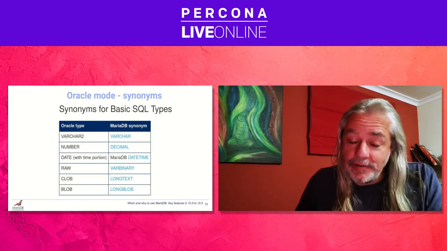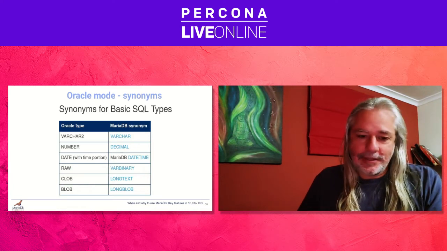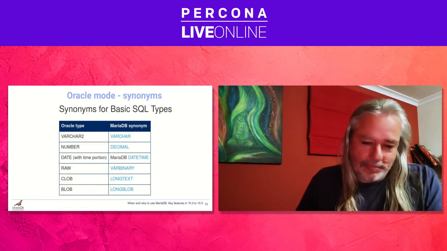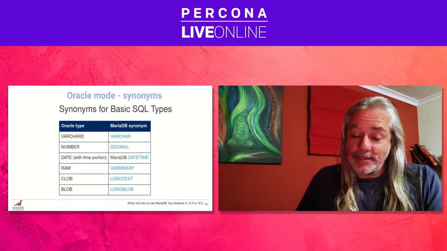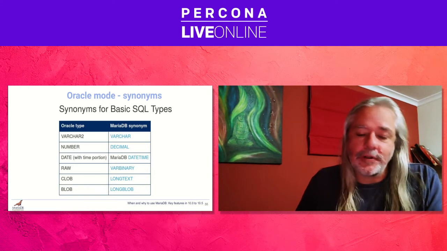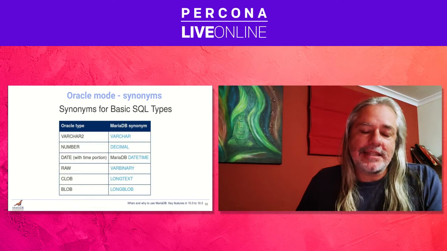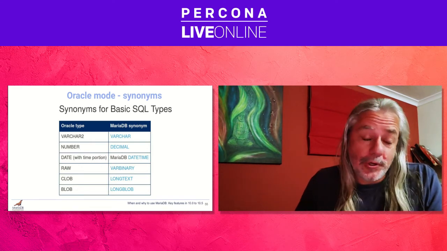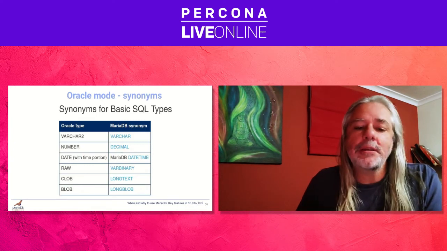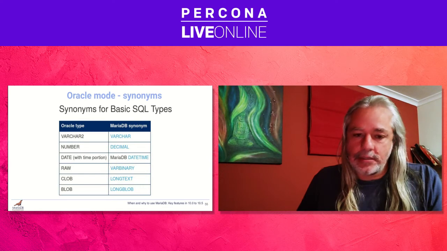Now there are lots of differences between Oracle and MariaDB, so this doesn't go into them in any kind of detail. There's a lot of complexity to it. Just a couple of things. Here are some synonyms for basic SQL types. Your VARCHAR2 in Oracle becomes a VARCHAR in MariaDB. DATE in Oracle has a time portion, or can have a time portion. If it does, it will become a DATETIME in MariaDB. And there are others, RAW, etc. as well.